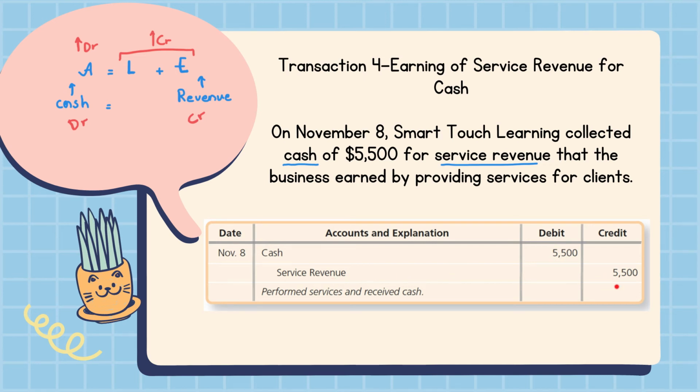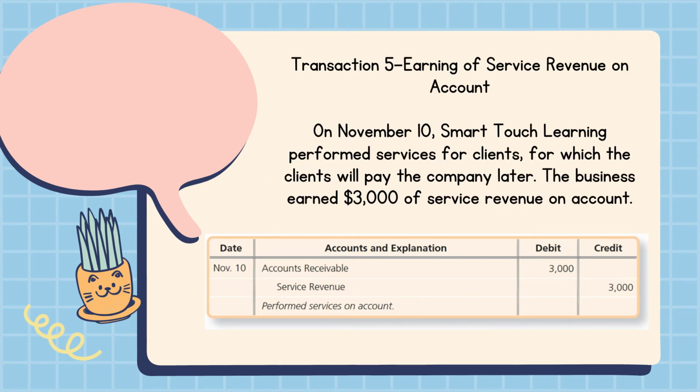5,500 in the debit, 5,500 in the credit side. Now after the journal, we need to post those entries to the T account.